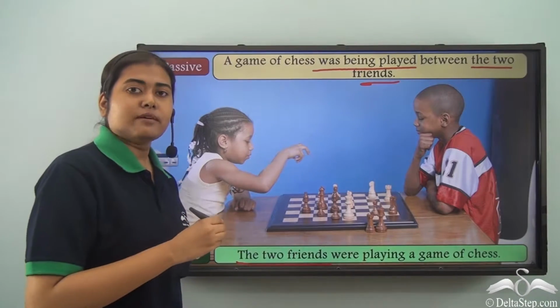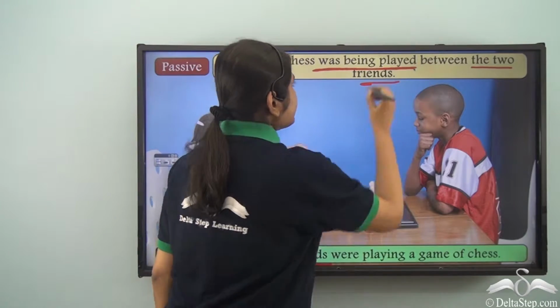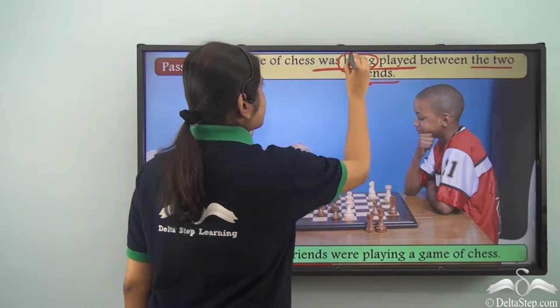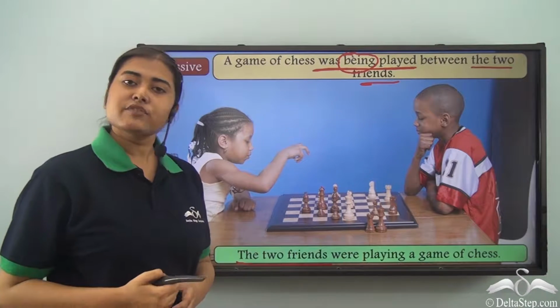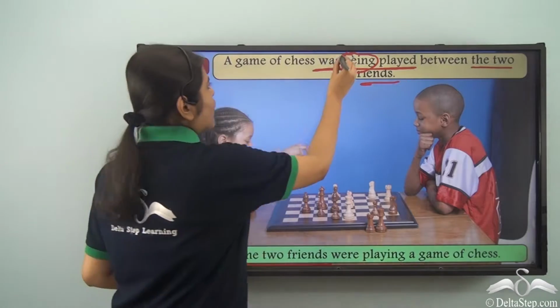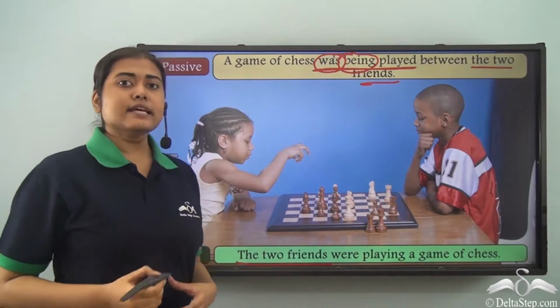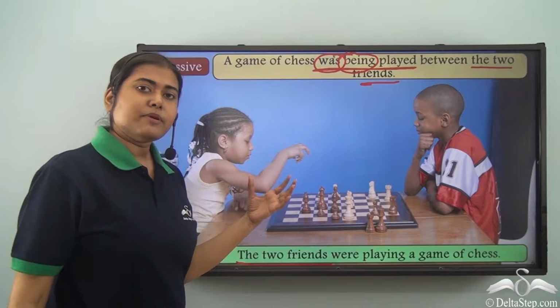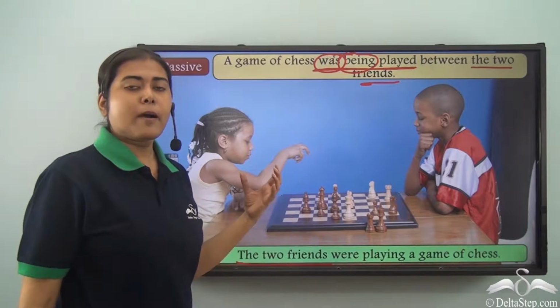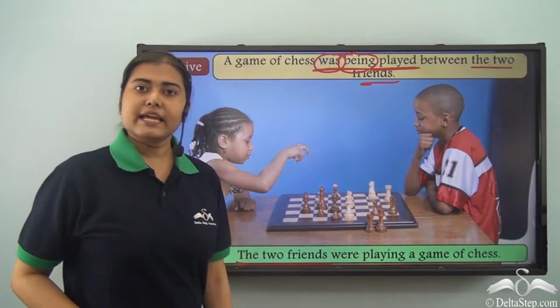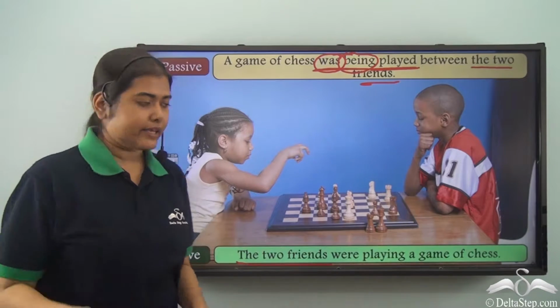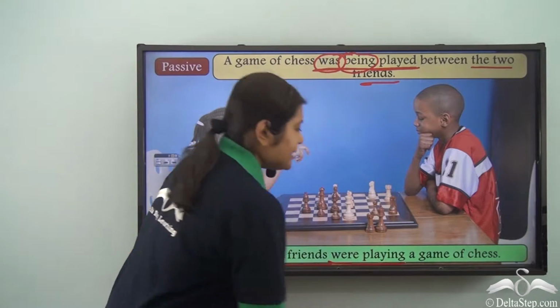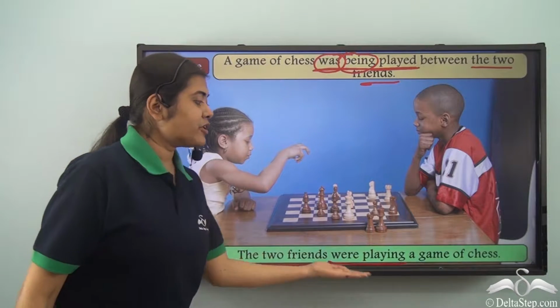Now, what is the verb in the passive voice? Was being played. Now, this being is telling us that we have to use a continuous form of the verb, and was tells us that it is past tense. So, the verb in the active voice should be of past continuous tense. Now, the main verb is played. We have to use the past continuous form of the verb play. So, that is were playing. So, the two friends were playing.